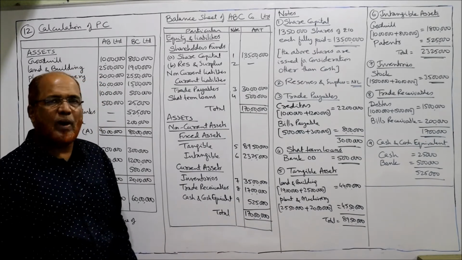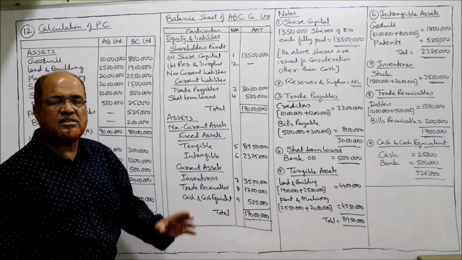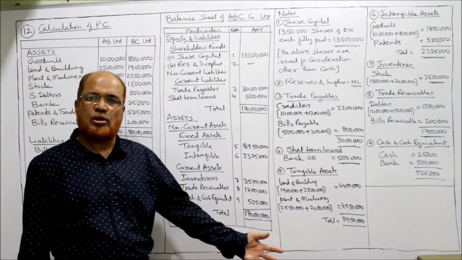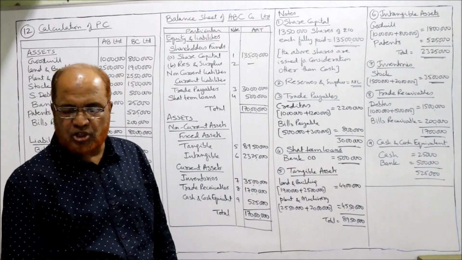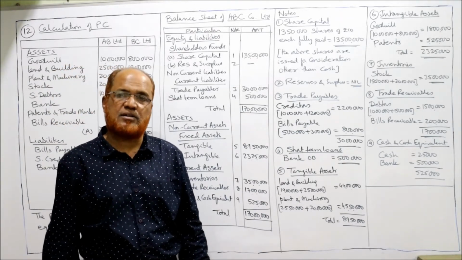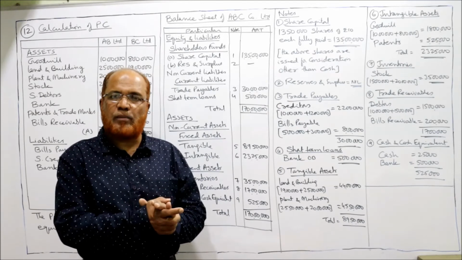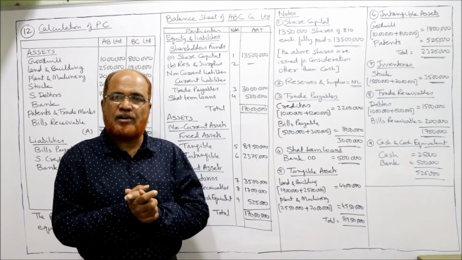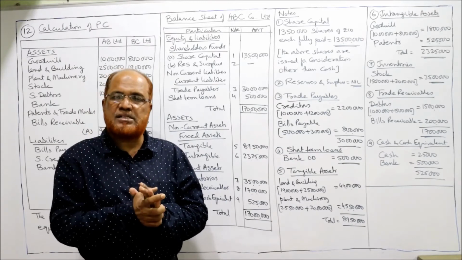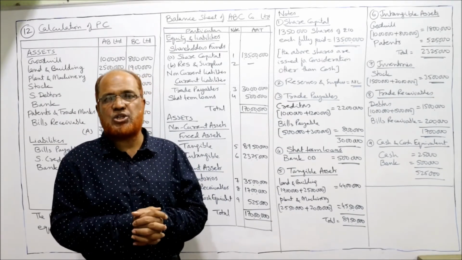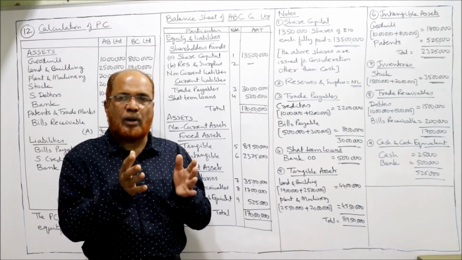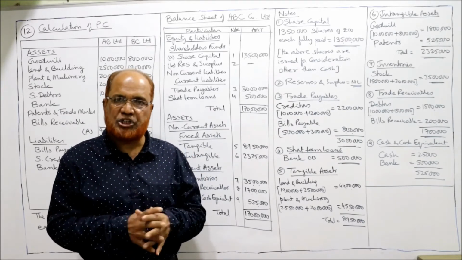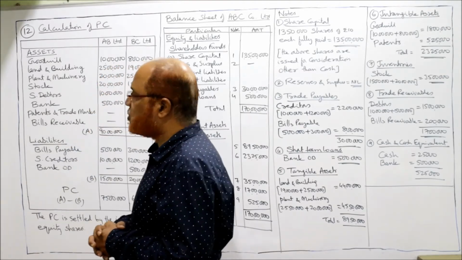The total is 1 crore 70 lakh. That is the total of the balance sheet, assets as well as liabilities. That's all. This is the complete balance sheet of the new company ABC Limited. In the previous 2-3 problems we were doing the journal entries. Now in this problem it is not asking you journal entry, it is asking you how to calculate the PC and show the opening balance sheet in the new company, the transferee company. That's it. So we have completed problem number 12.